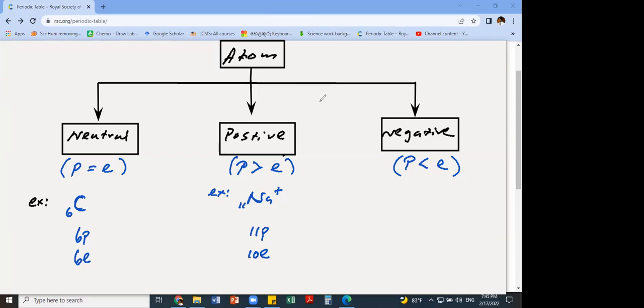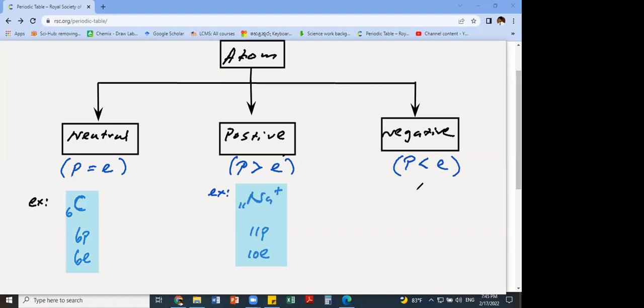So why does it become positive? Because it has more protons. Why is this one neutral? Because it has equal. If protons equal electrons, neutral. If protons are more, positive. Then the last one, if you have heard about sodium chloride, common salt in the kitchen.